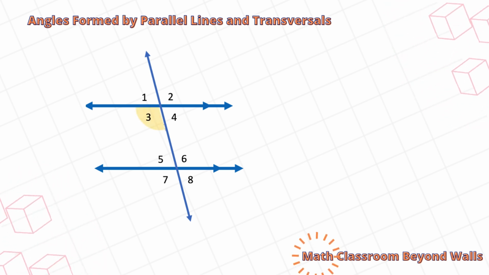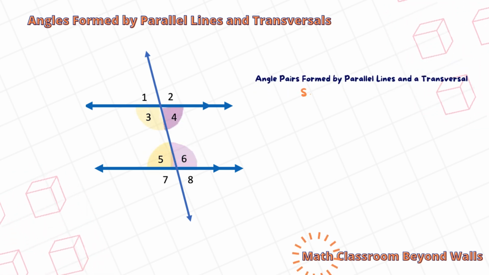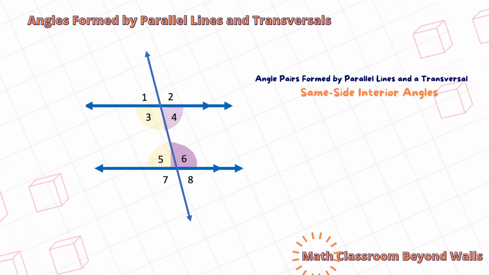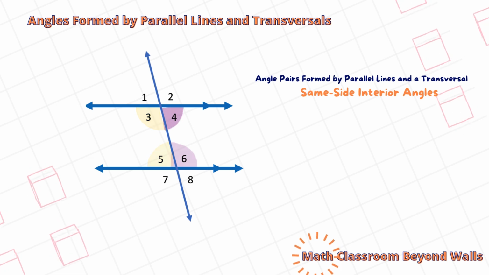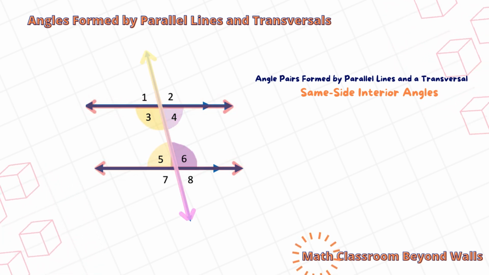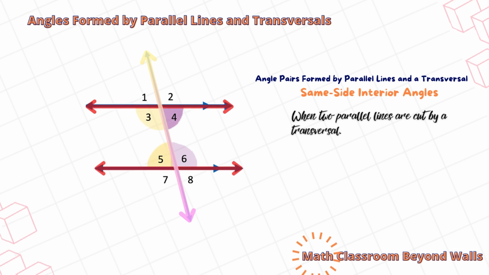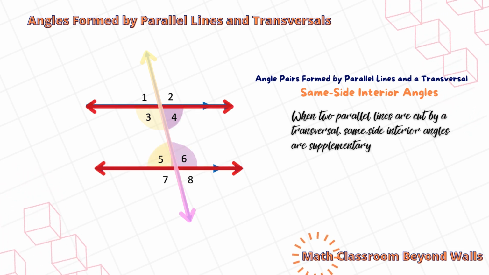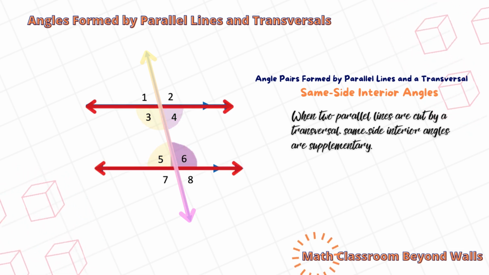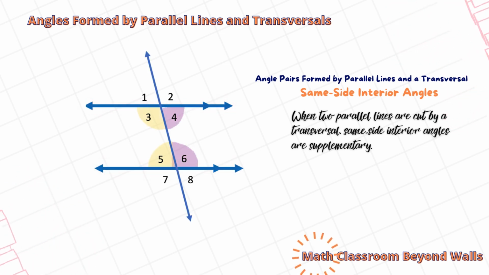Next, these pairs, angle 3 and angle 5, and angle 4 and angle 6, are same side interior angles. These angles are located on the same side of the transversal and between the two parallel lines. Since the lines are parallel, the angle pair is supplementary. That is, the sum of the two angles is 180 degrees.